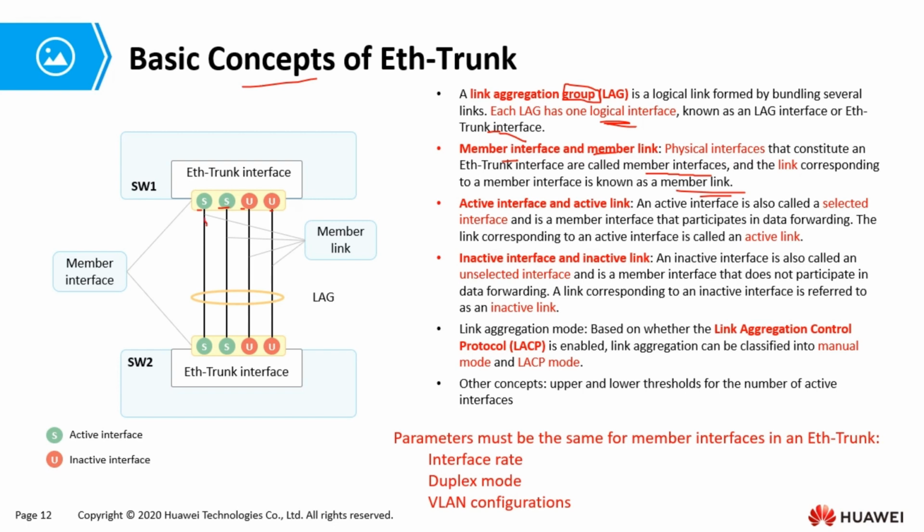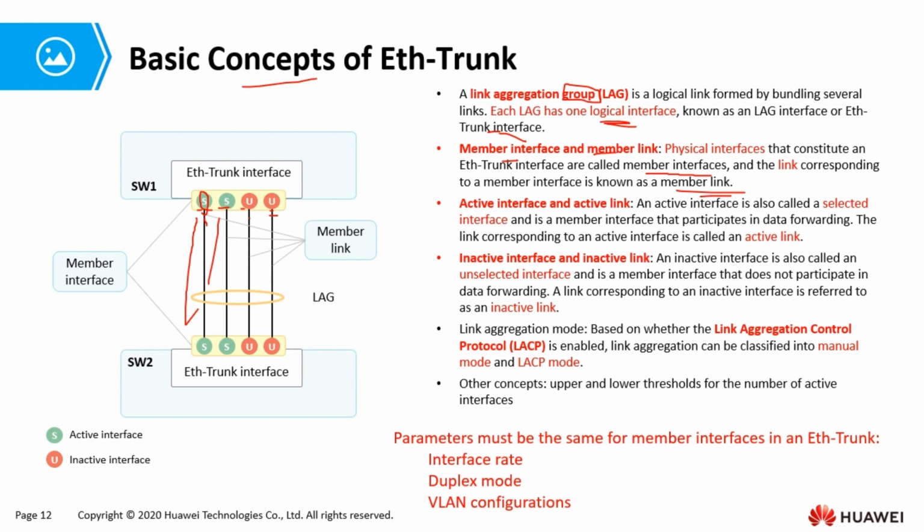At the same time, in an Eth Trunk link, we have active interfaces and inactive interfaces, or active links and inactive links. The active interface, for example, is symbolized by X here. It is an active link that participates and is responsible for forwarding your data. The link here, we call an active link. The member interfaces that do not participate in forwarding data, we call inactive interfaces, or unselected interfaces. The link is called an inactive link.